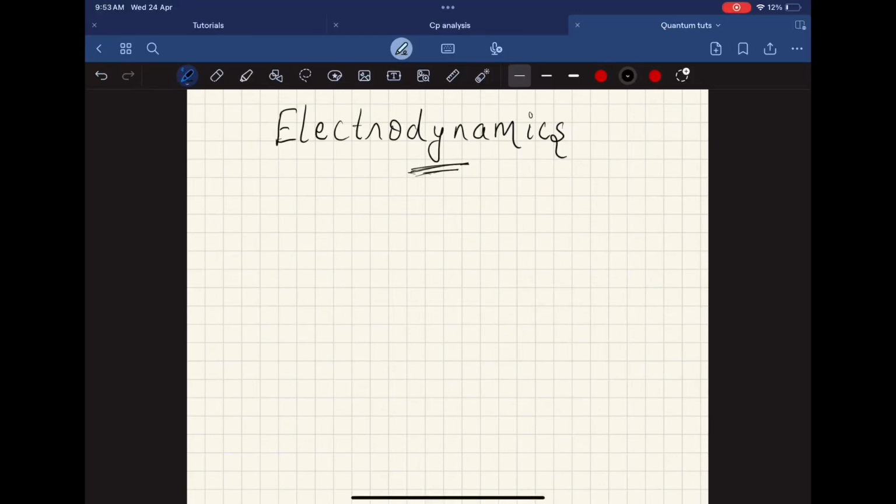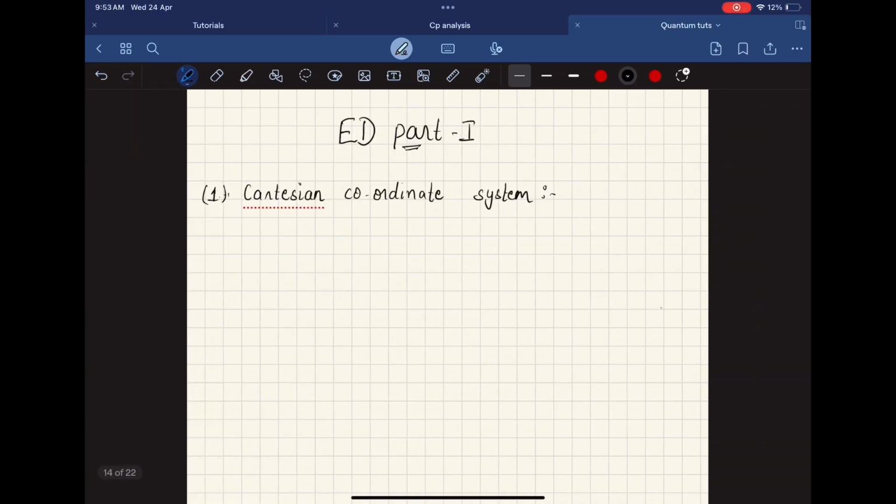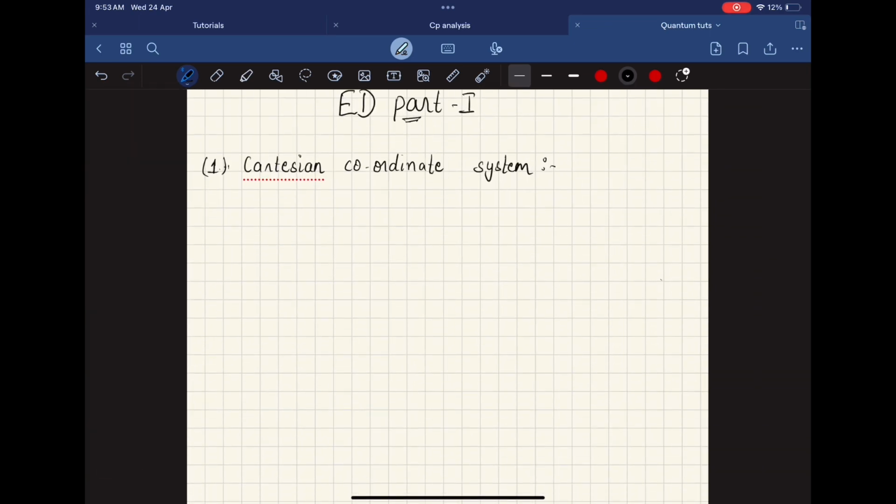So hello everyone, let's discuss electrodynamics. Starting with coordinate systems, first see the Cartesian coordinate system. Suppose this is the x-axis, this is the y-axis, and this is the z-axis. Then any point represented in this coordinate system is given by x, y, and z.